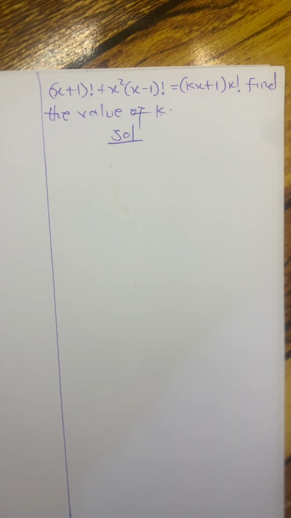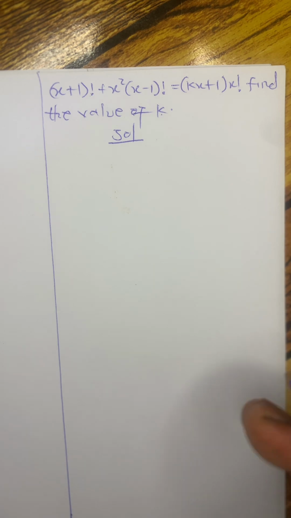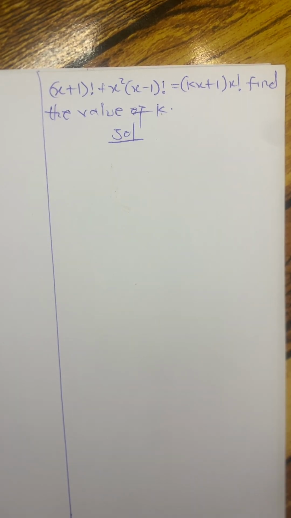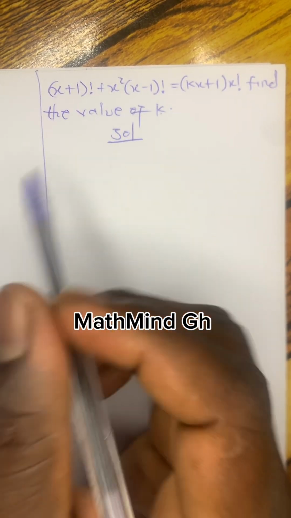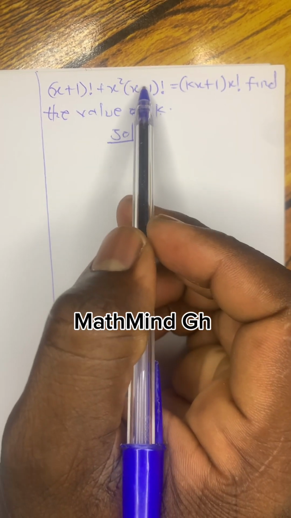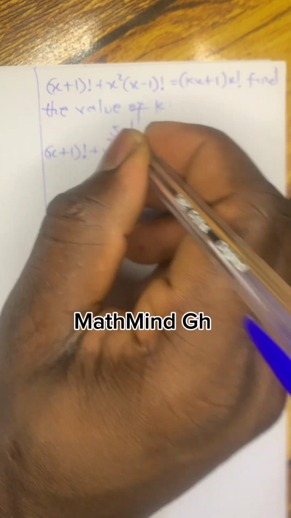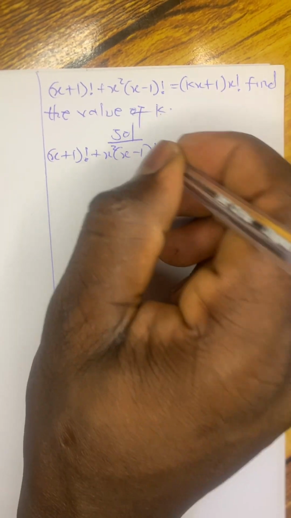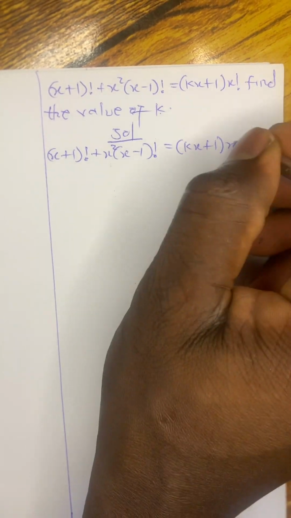So to start with this, we need to know more about factorial, and factorial has to do with decreasing the terms one after the other. We need to group the terms in such a way that we can factorize. So I'll add negative x²(x−1)! to both sides, and that will give me (x+1)! + x²(x−1)! equal to (kx+1)x!.